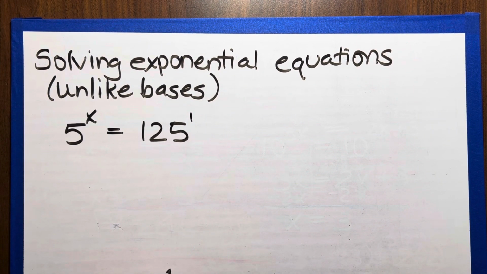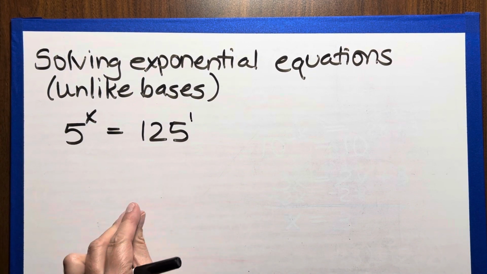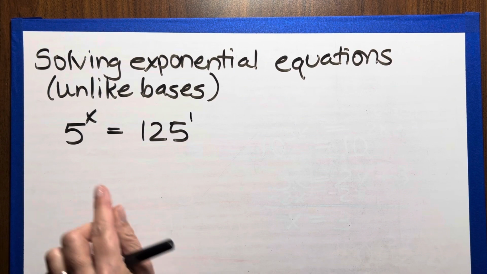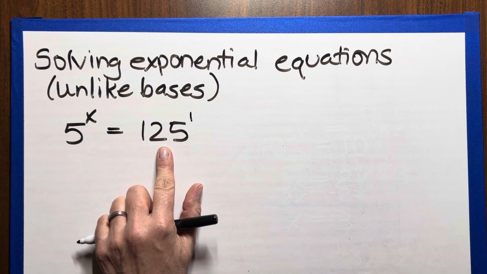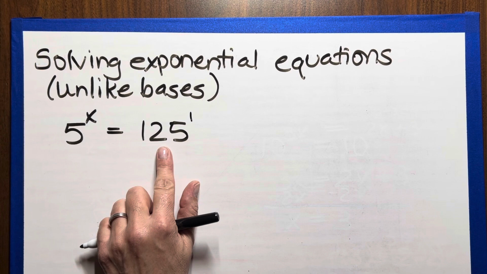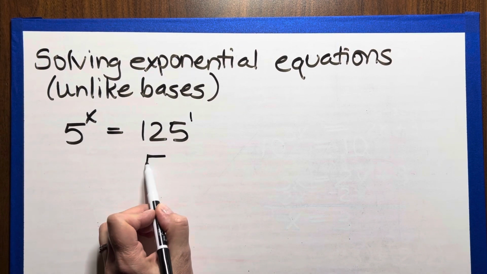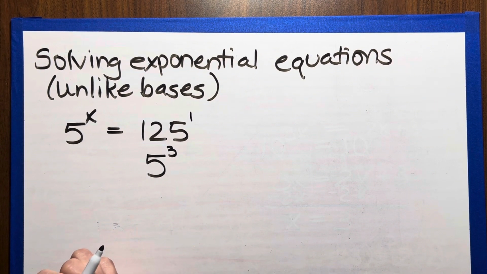Before I can solve this equation, I have to make my bases look the same. Now, the trick is I can only take a bigger number and turn it into a smaller base. I can't take a smaller base and make it bigger. So I'm going to focus on this 125, and it's very useful if you know some of your squares and cubes in order to make this process go quicker. But I know that 125 is the same thing as 5 to the third power.